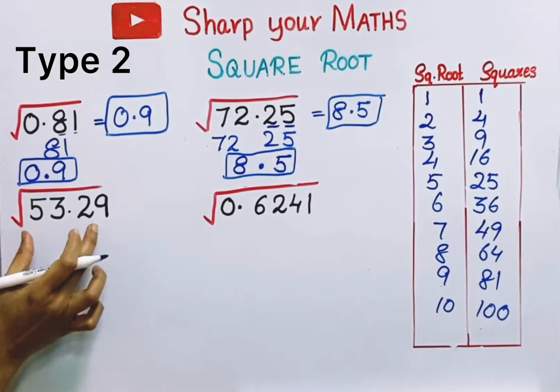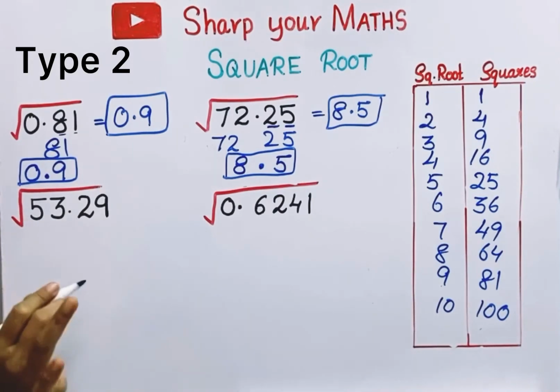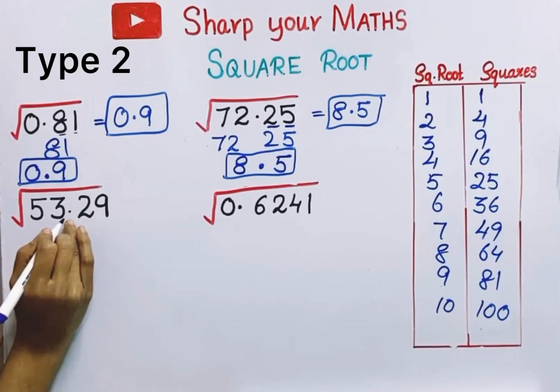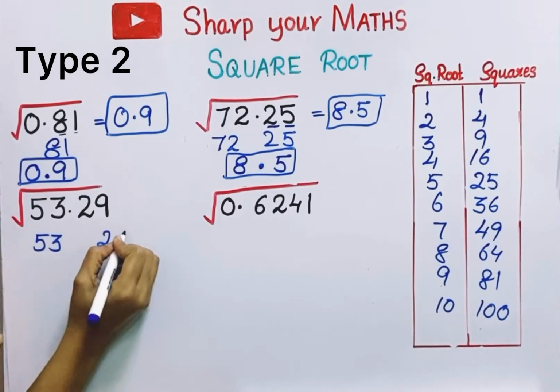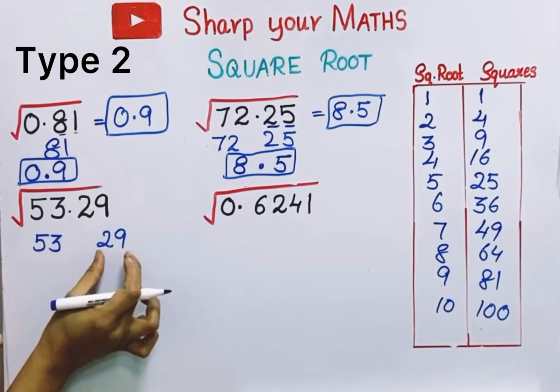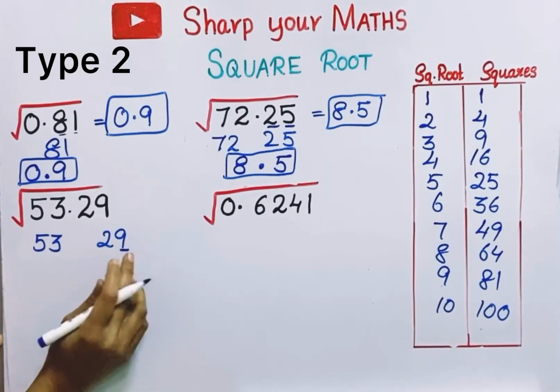Next, this number: take the number without the point, then follow the type 1 procedure. So 53.29, take it as 5329. Next step, separate into groups. Last 2 digits one group, the remaining 2 digits another group. Check the unit digit in this rightmost group.